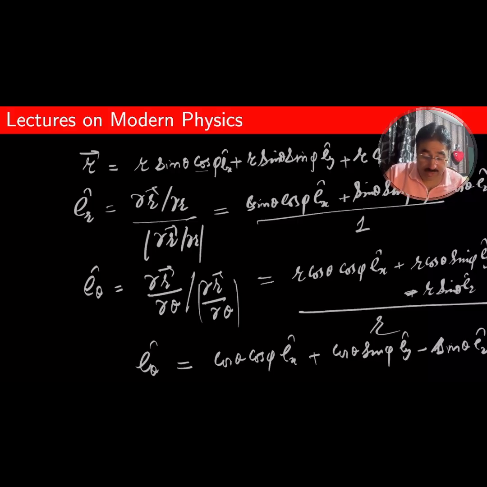Similarly, you find E phi, and then you prove all those things: that Er dot Er is 1, and that Er dot E theta is 0. You can also prove their cross products, Er cross E theta is E phi. You prove all those orthonormal relations for these unit vectors in the r, theta, and phi directions.